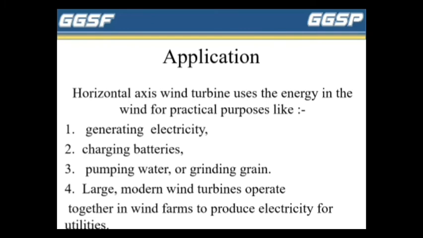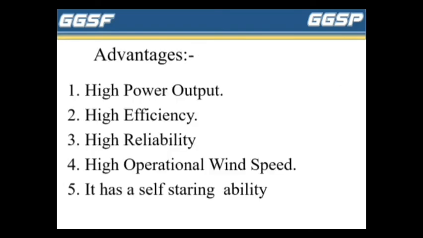Applications. The horizontal axis wind turbine uses the energy in the wind for practical purposes like, first, generating electricity; second, charging batteries; third, pumping water or grinding grain; fourth, large modern wind turbines operate together in wind farms to produce electricity for the utilities. Advantages of horizontal axis wind power are as follows.